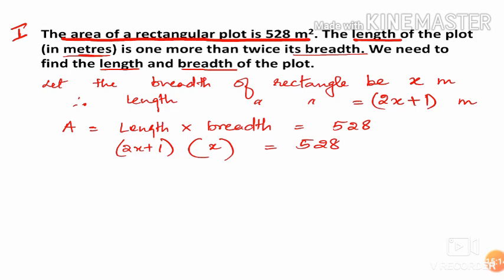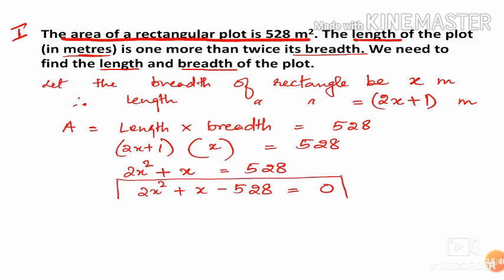Now we need to simplify this and write it in a standard form. So multiplying the two brackets, we get 2x square plus x equal to 528. Take all terms to the left side, only 0 should be on the right side. So 2x square plus x minus 528 equal to 0. So we have got this word problem represented in a quadratic equation.